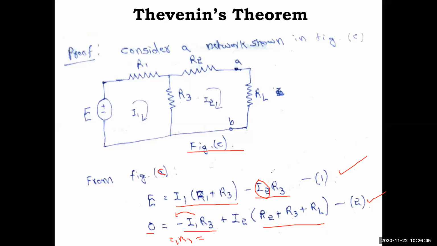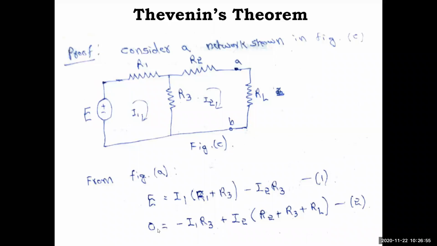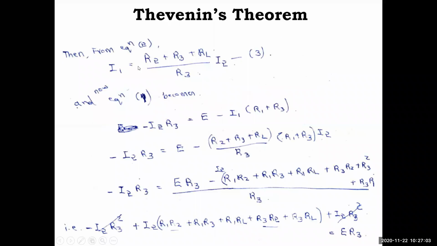We will simplify it and keep, and then we'll compare it with the Thevenin's equivalent circuit. Clear? So now next step I may not write straight away. Okay, so you do it one step here. Okay, I1 R3, you take this side. From that I1 is equal to I2 (R2 plus R3 plus RL) by R3. Okay, that's what I have written from equation 2. I1 is equal to, straight away I have written (R2 plus R3 plus RL) by R3 into I2. Make it as equation number 3. Hope it is understood. So you got it from equation number 2.